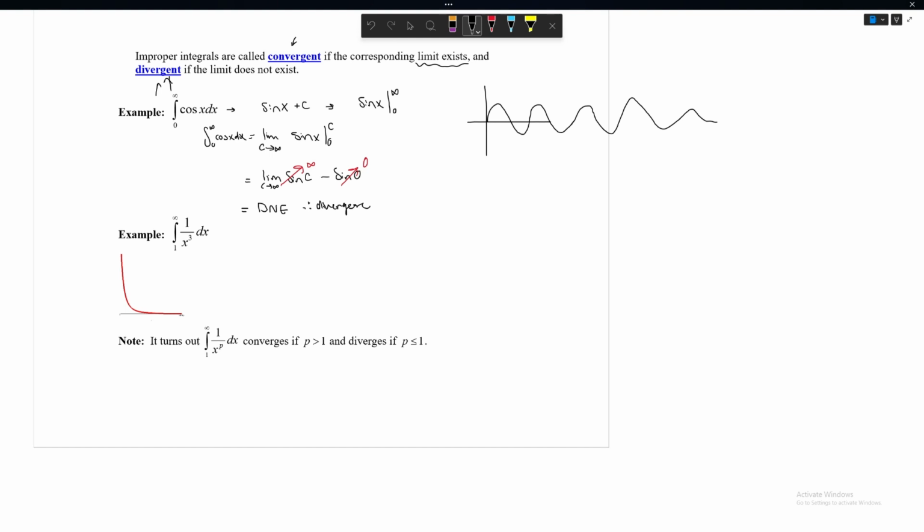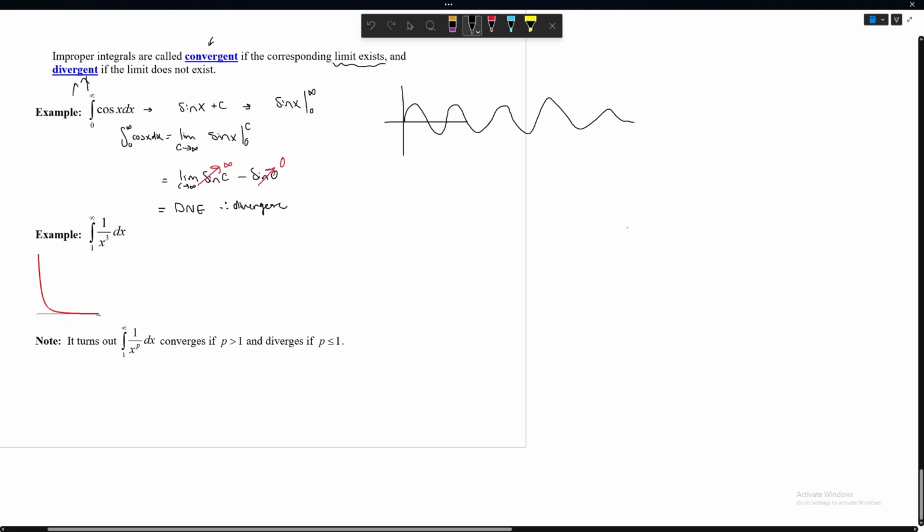Okay, and so now we're gonna do a second example here, and let's integrate. It turns out, I'm trying to read this, what does it say? It turns out that the integral of 1 over x to the p dx converges if p is more than 1, and diverges if p is less than or equal to 1. So let's go through it and see what this means.